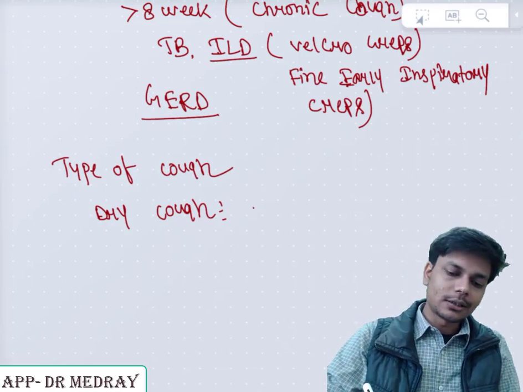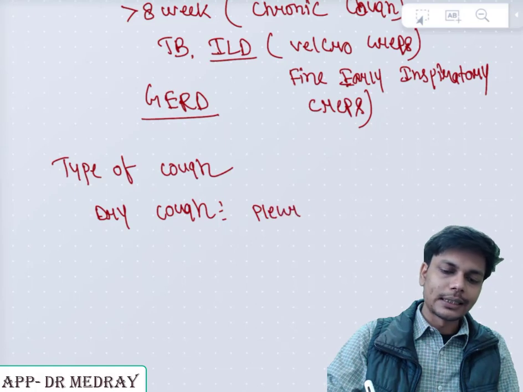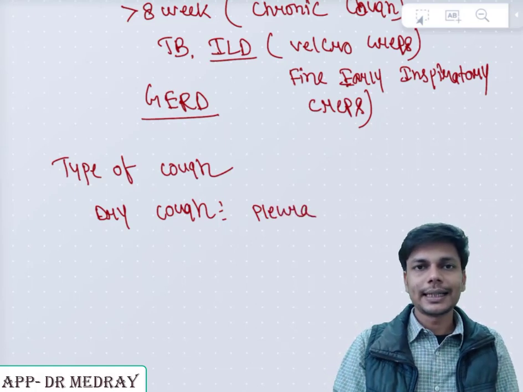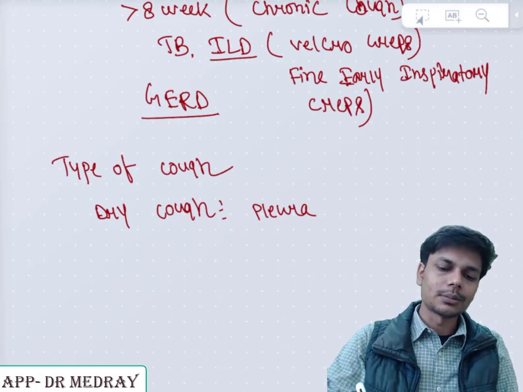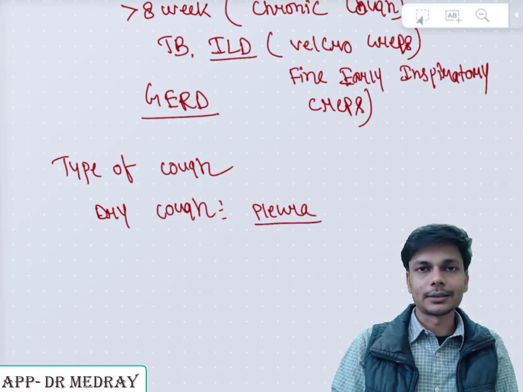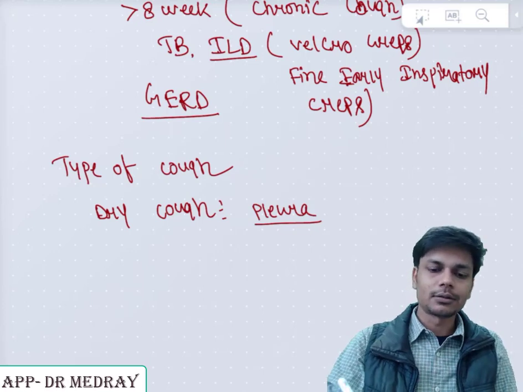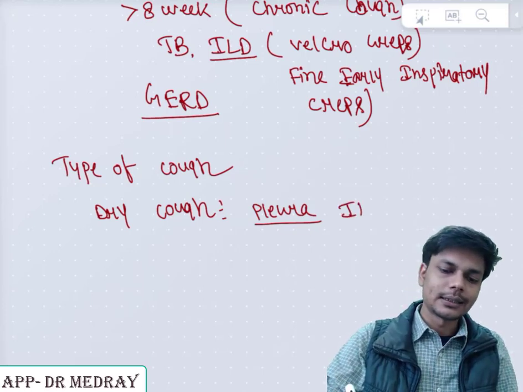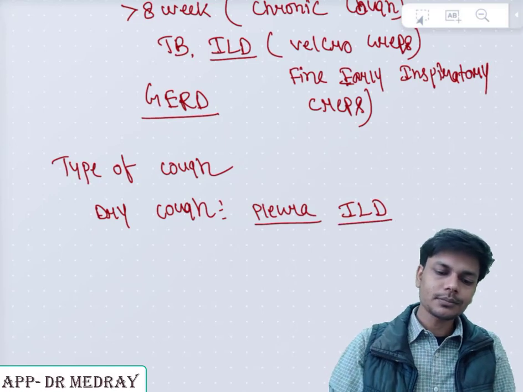It occurs in disease of the pleura, like that of pleural effusion or any inflammatory condition leading to pleuritis. So disease of the pleura usually produces dry cough. And I told you just a moment before that dry cough also occurs in interstitial lung disease.